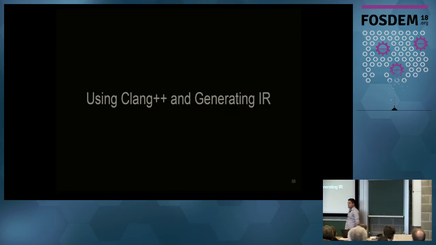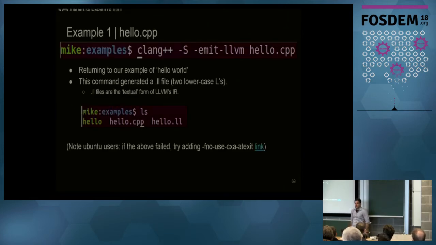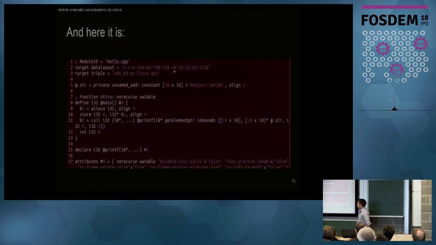Okay, so back to using our tools, using Clang++ and generating some IR. Here it is from our Hello World program. I'm emitting LLVM IR. And what I get when I do this is a .ll file, 2 lowercase l's. And this gives me the textual readable form that we had looked at, that branch and that simple add instruction. And here it is. So this is Hello World. There's just a tiny bit more here, but this is all the code that does the work.